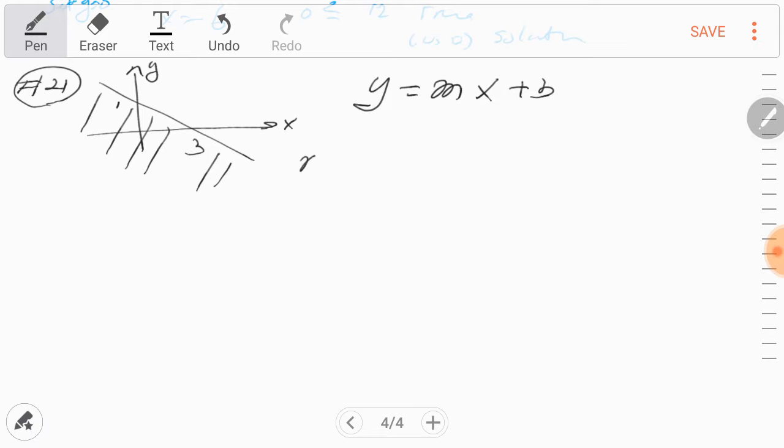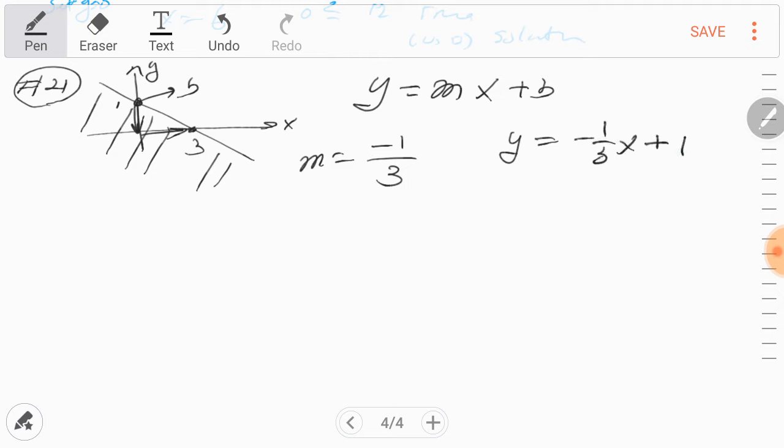So we are moving down from here to here, moving down 1 unit, so the vertical is -1. We are going 3 units to the right, so +3. So the slope is negative 1/3, and the y-intercept is 1. So y is equal to negative 1/3 x plus 1.